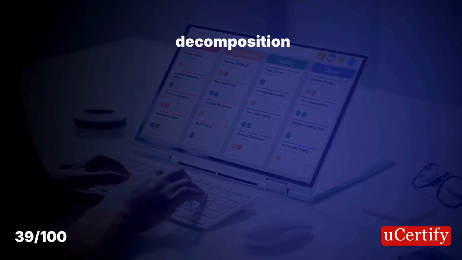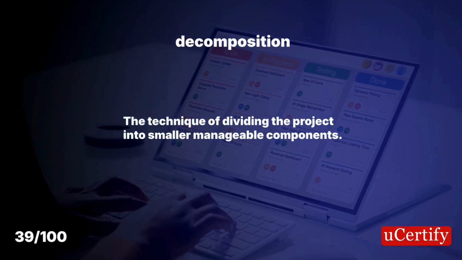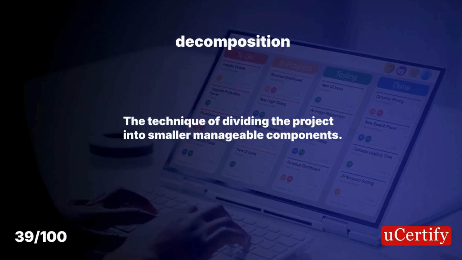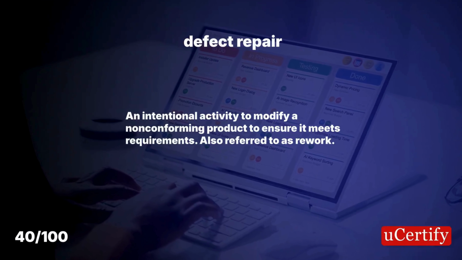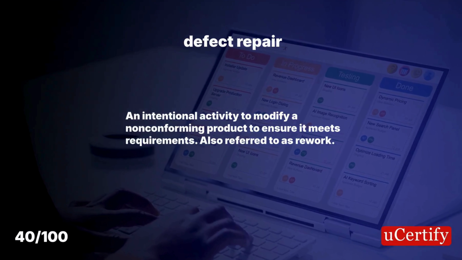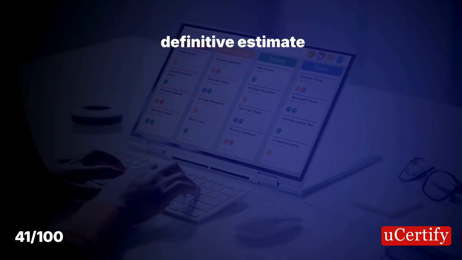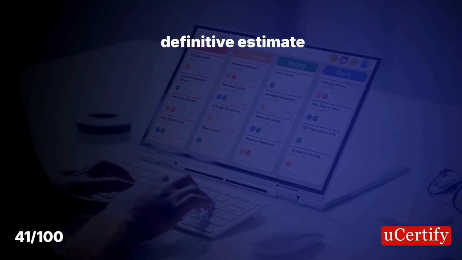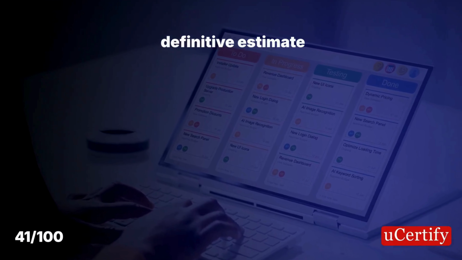Term: decomposition. Definition: the technique of dividing the project into smaller, manageable components. Term: defect repair. Definition: an intentional activity to modify a non-conforming product to ensure it meets requirements, also referred to as rework. Term: definitive estimate. Definition: a range of -5% to +10%.